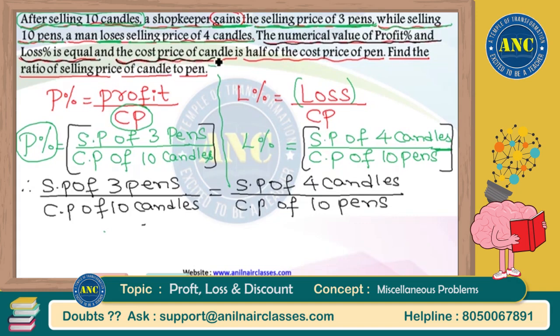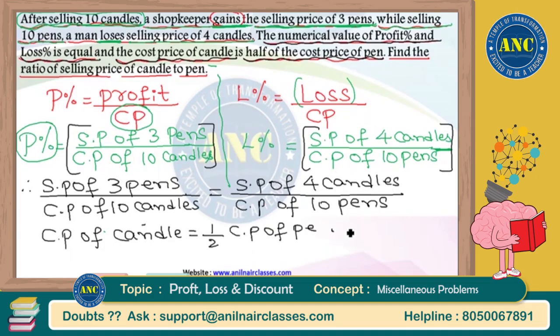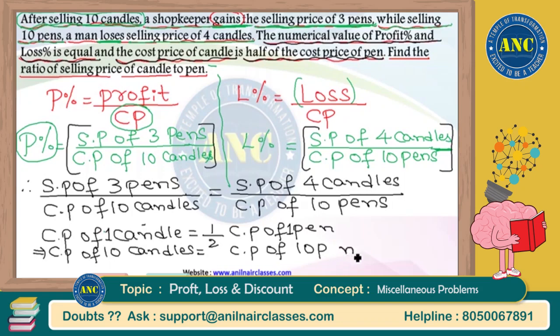And the cost price of candle is half of the cost price of pen. So it is given that cost price of candle is nothing but equal to half of cost price of pen. Can I say from this statement that cost price of 1 candle is half of cost price of 1 pen? Similarly, cost price of 10 candles is equal to half of cost price of 10 pens. They both are absolutely same.